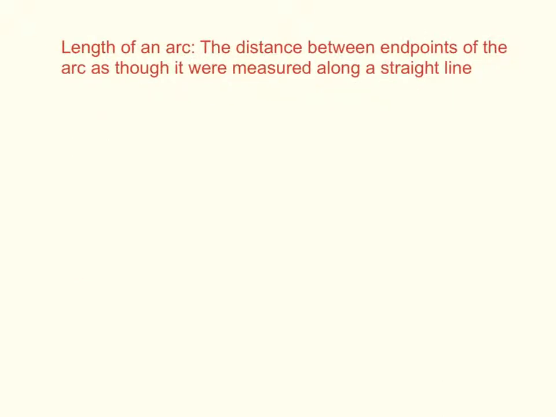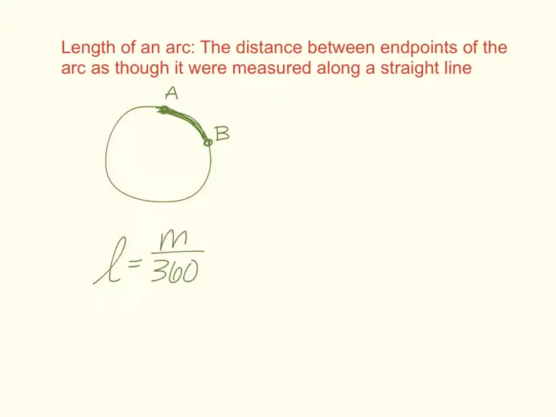All right, arc length. So let's say I have a circle, and I have this arc right here, and I want to know how long it is. Well, we're measuring it as though we would measure a straight line. It's the distance between the two endpoints, so we can call those A and B. So we have a formula, and it's L for length is equal to m over 360 times your circumference.